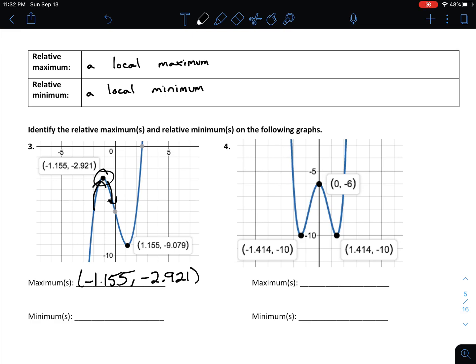So local minimums, we'd look for any points that look like the bottom of a hill, like this point does, where our graph switches from decreasing to increasing. And in fact, we do have one of those points. On this graph, that is the point (1.155, -9.079).